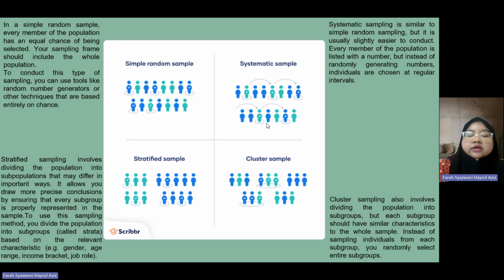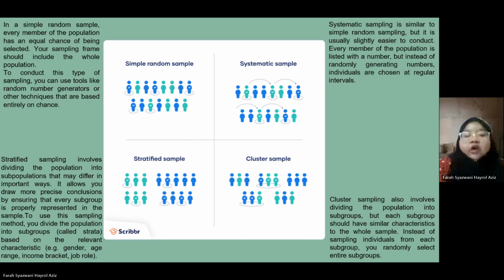And the last type of probability sampling is cluster sample. Cluster sampling also involves dividing the population into subgroups, but each subgroup has similar characteristics to the whole sample. Instead of sampling individuals from each subgroup, you randomly select the entire subgroup.